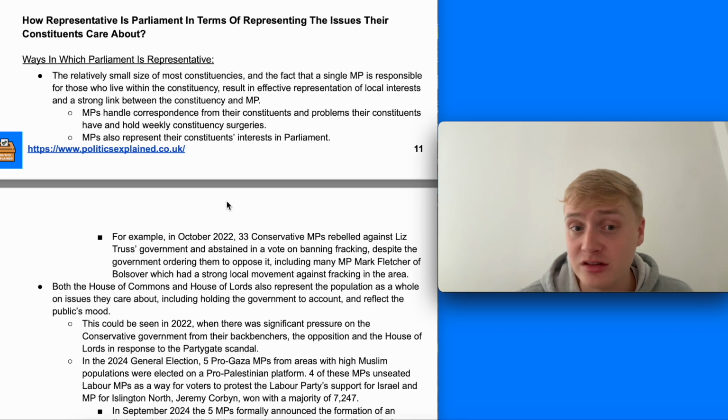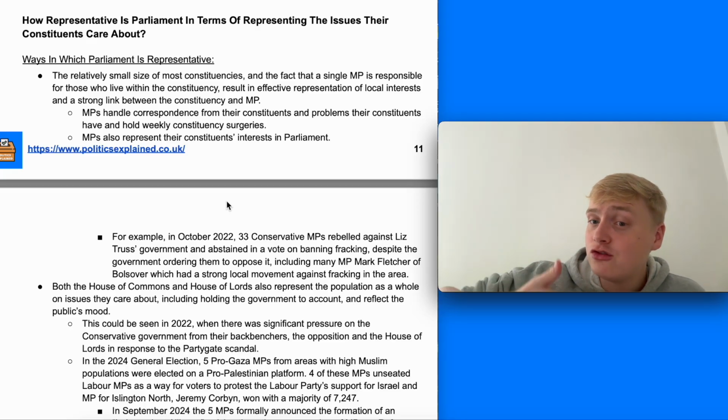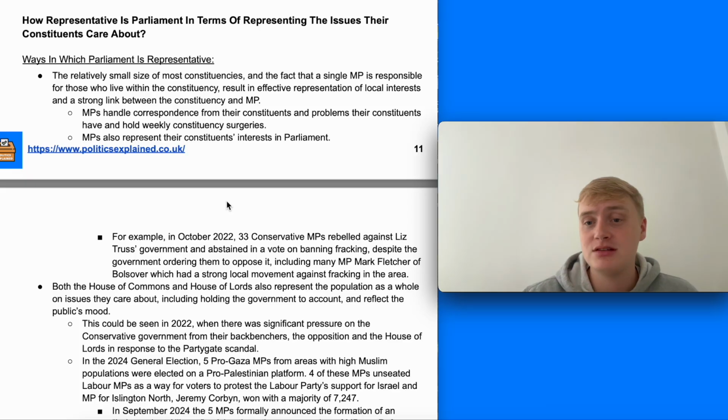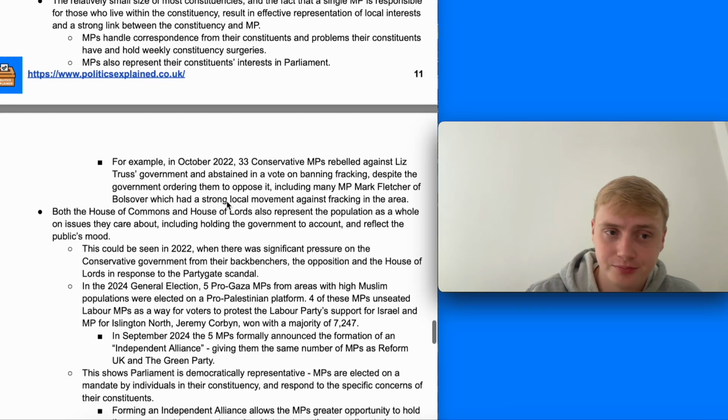For example, in October 2022, 33 Tory MPs rebelled against Liz Truss and abstained on a vote on banning fracking, despite the government ordering them to oppose it, including MP Mark Fletcher of Bolsover, which had a strong local movement in his area, and that shows they're representing key issues important to their constituents, including voting against the party line on particular issues that are important to their specific constituency.